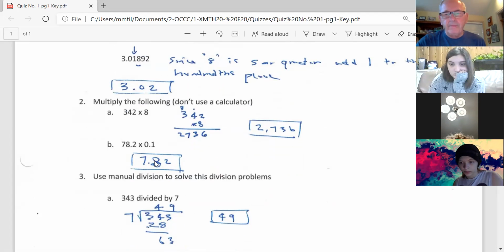I just forgot the decimal place. Yeah, that's the important thing. You just have to remind yourself that's what you have to do in those. You got the number right. A few people got the number right, but it's not going to be right if it's 782. That's the problem.